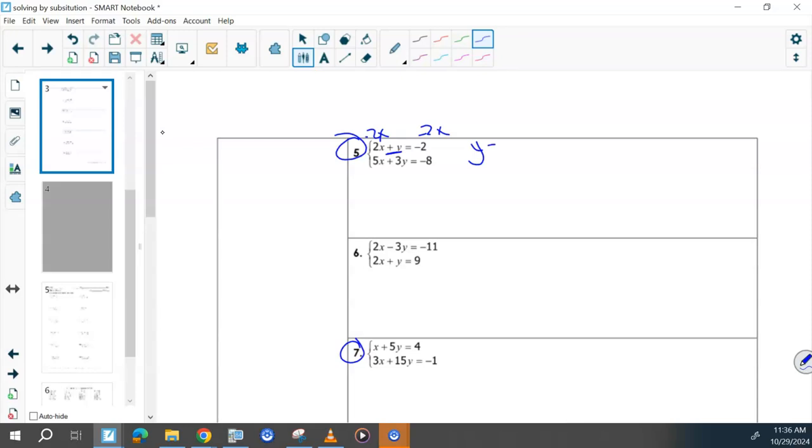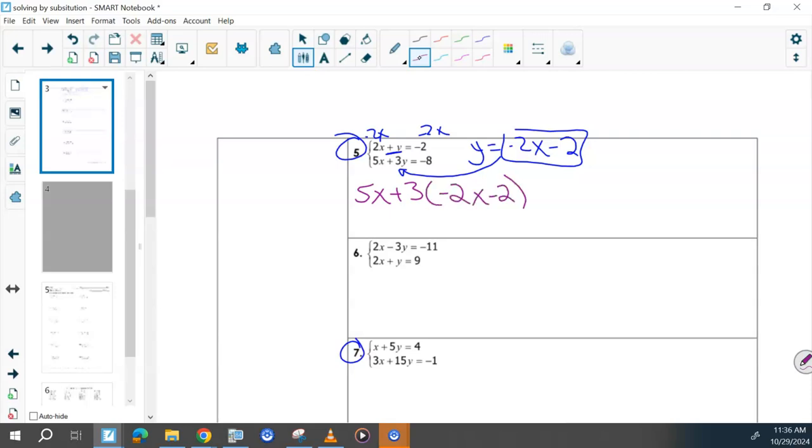So that would be y equals negative 2x minus 2. Now I have a y equals by itself. Now everything else is going to be the same. So we'll do that one. Now I can take this, put it in for y, and the other one, rewrite that one as 5x plus 3 times negative 2x minus 2 equals negative 8. Distribute and solve.